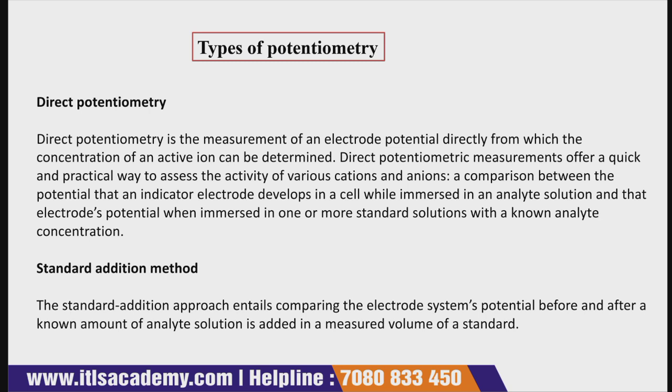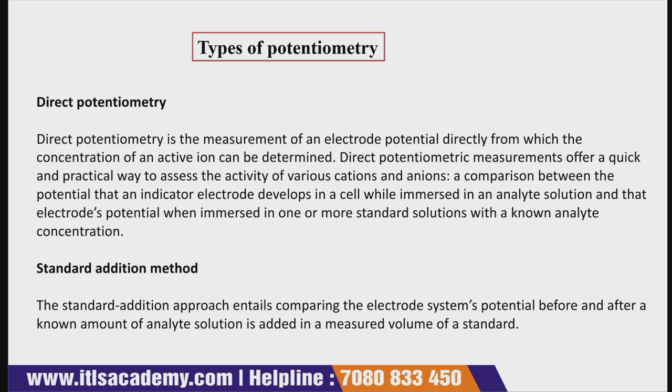analyte solution. In simple terms, potentiometry is basically of two types, direct and indirect. The direct method measures the electrode potential directly, from which the concentration of active ions can be determined, whereas the standard addition method is an additional approach that compares the electrode system's potential. Here the comparison of electrode system potential is done before and after a known amount of analyte solution is added.